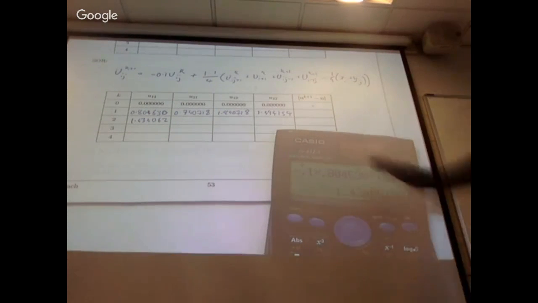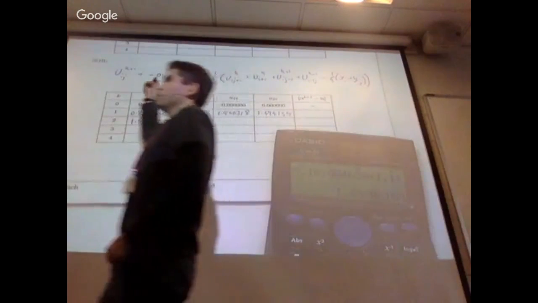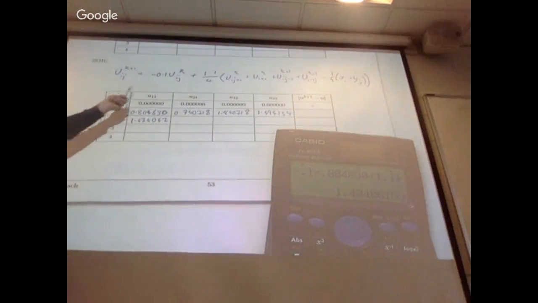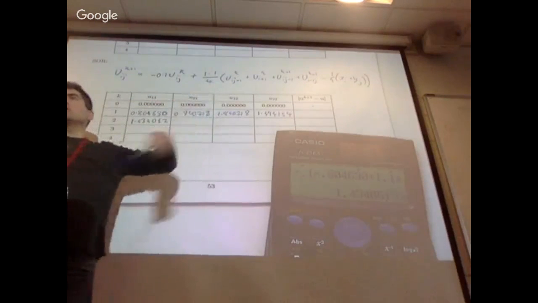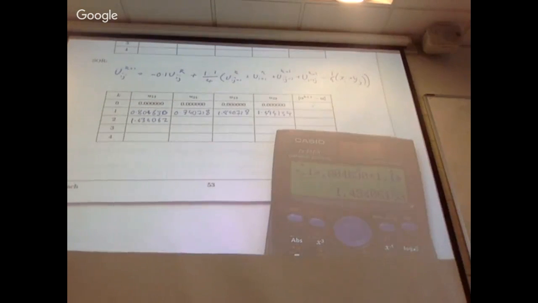Okay, do you understand that we're actually taking away a bit of our previous estimate, but adding on more of our new estimate? Okay, I'm not going to go through all those calculations. It's fairly tedious watching me type numbers into a calculator, I imagine.